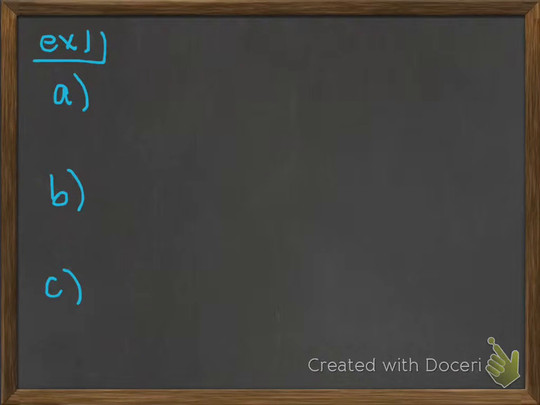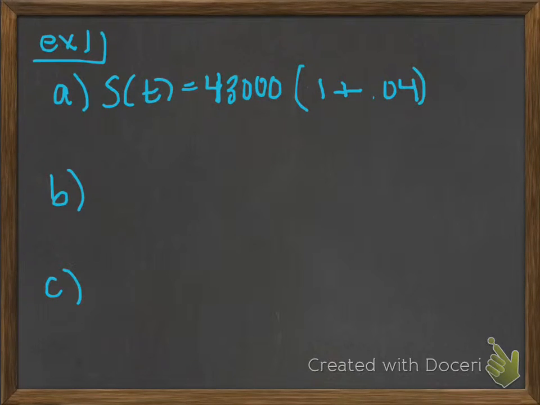So for the letter A, the equation will be S of t equals, starting salary is $43,000 times the quantity of 1 plus his interest rate of 0.04 raised to the t minus 1. The reason it's to the t minus 1 power is because he doesn't get the raise until he puts in a full year of work, so you have to subtract out that first year.